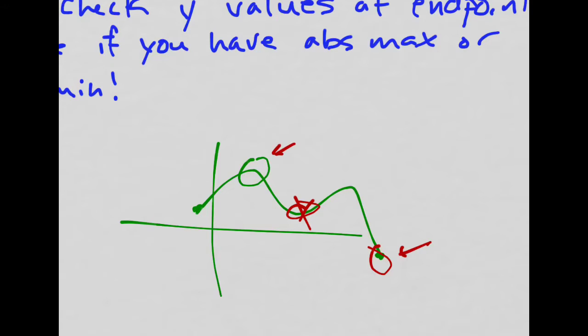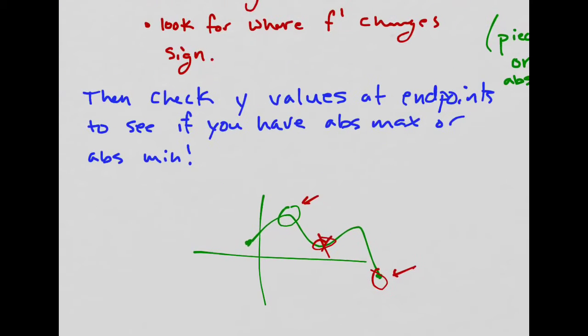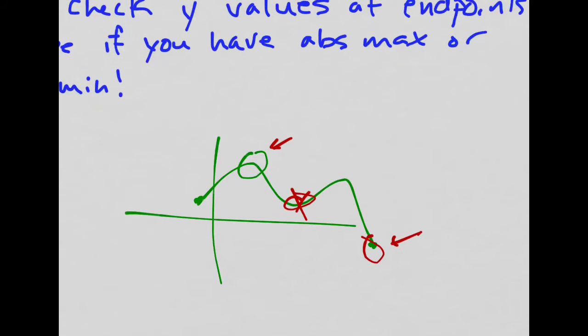So it could be at a relative or local extrema, or it could also be at the endpoints. So you do have to check the endpoints. That's what this part is saying. Then check the y values at the endpoints to see if you have an absolute minimum or max at those endpoints. If you plug in these y values and they're smaller than the y value that you found with the local extrema, then at that local extreme you have a global max. So this video is too long.